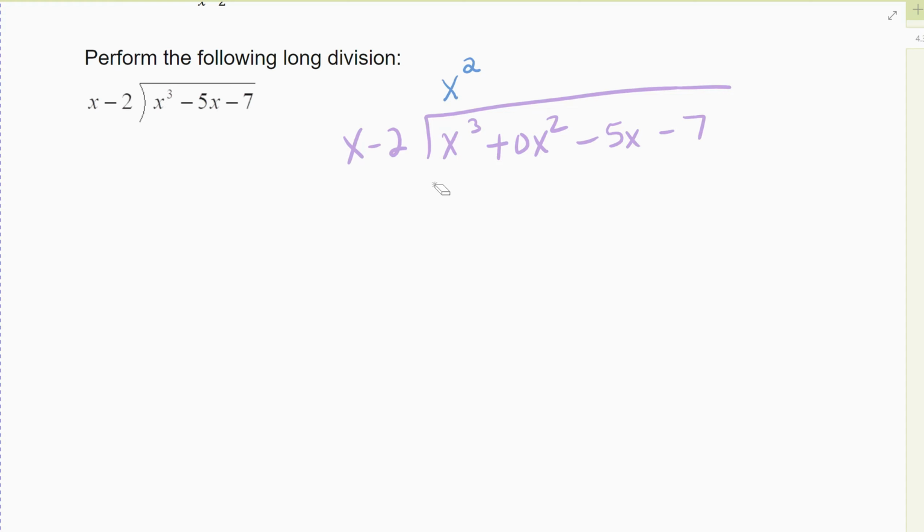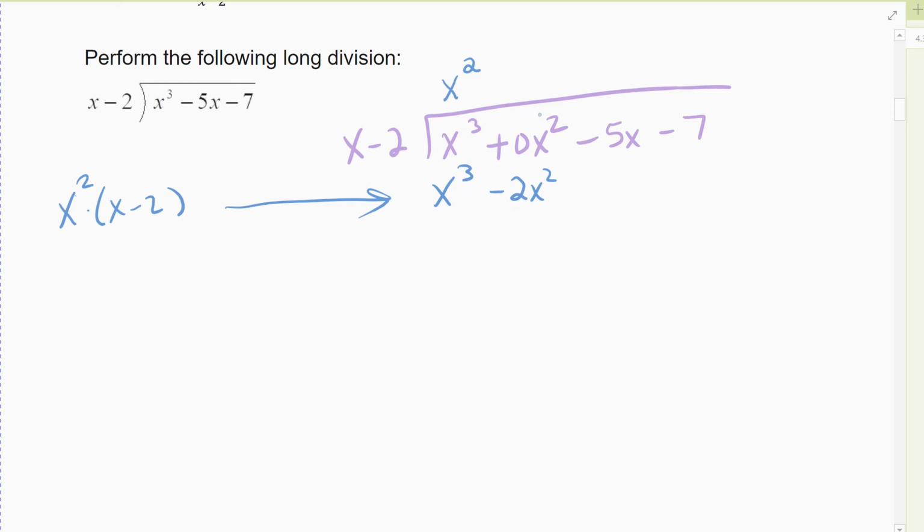And now that's what you literally do. In this step here, you're going to take your x squared and multiply it by your divisor, your x minus 2. And so when I do that, I'm going to get x cubed, which is what I wanted. And then I'm going to get a negative 2x squared, which is why I needed this placeholder.